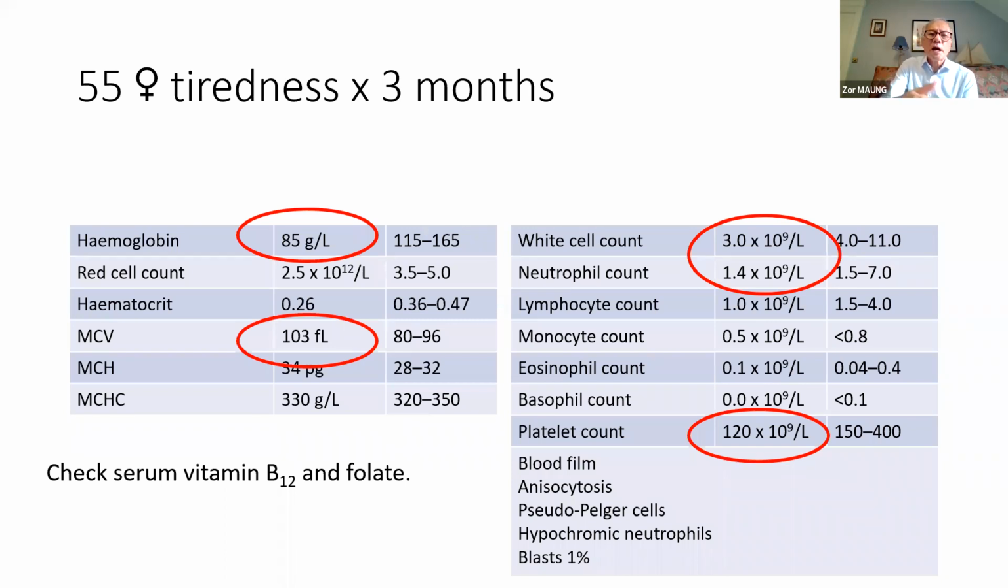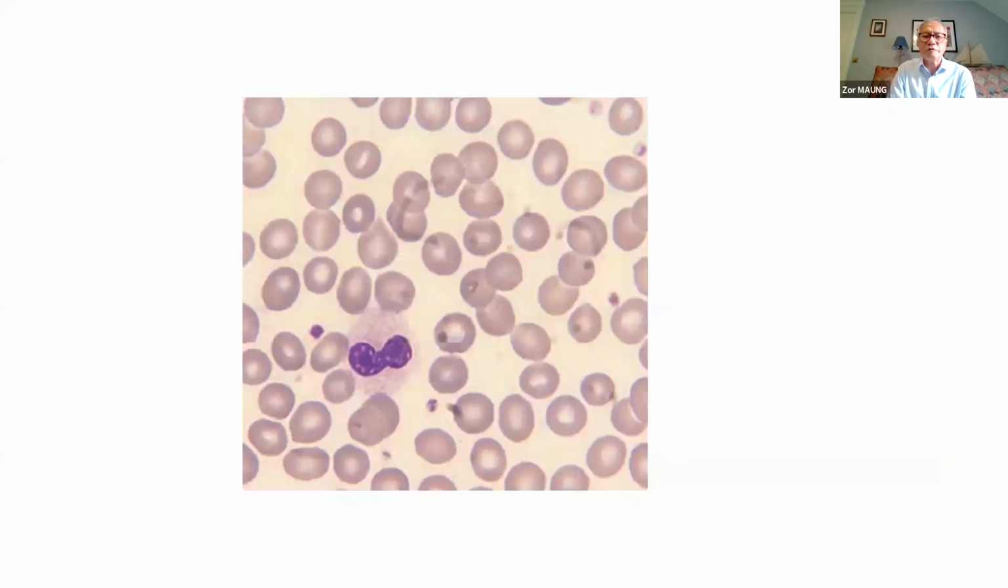So I will do B12 and folate in this patient, then look for any liver disease, or any evidence of haemolysis. Then drug history, and the blood film shows blasts, right? So it is bone marrow disease, refer.